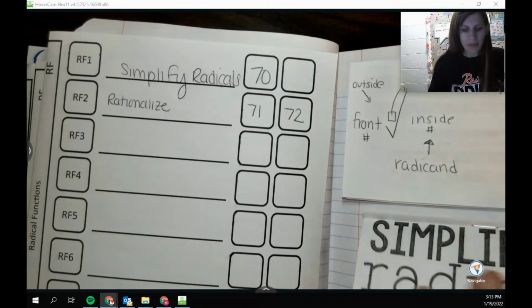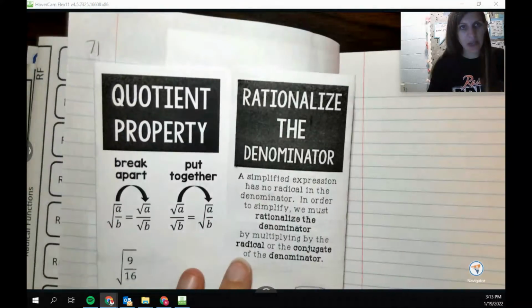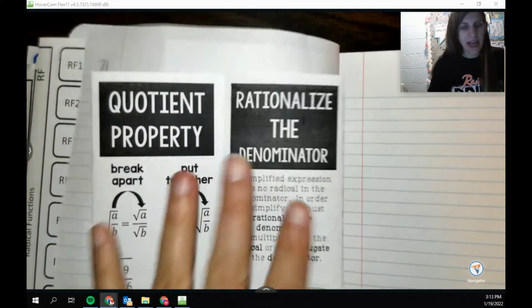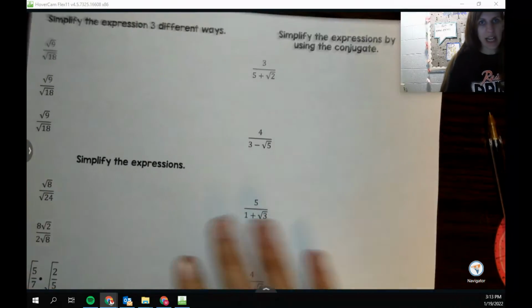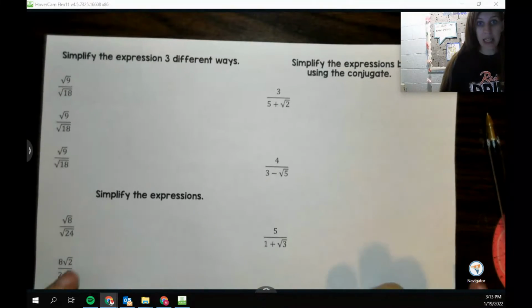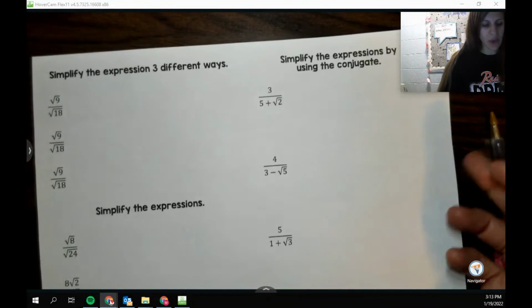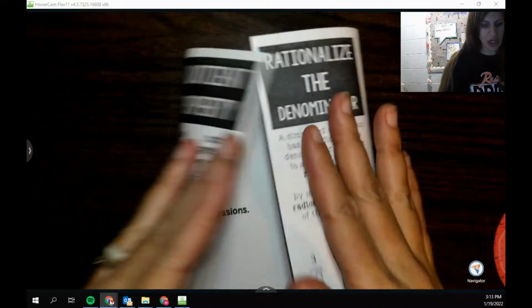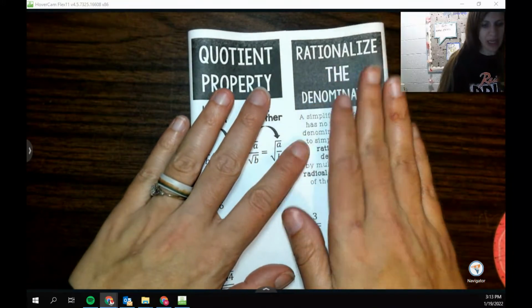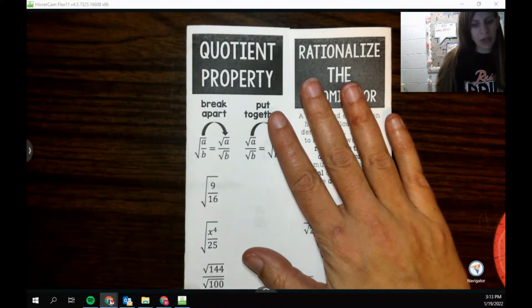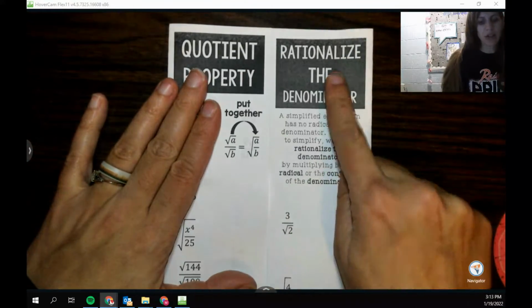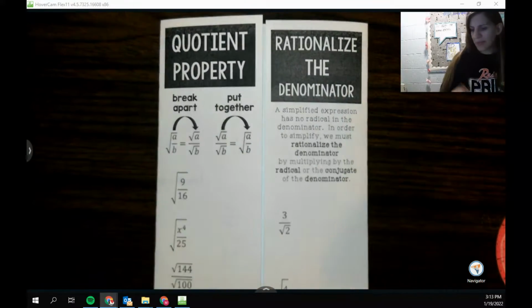So on 71, you're going to have this one here. I'm going to show you how to fold that right now. So actually, if you're looking at it on this side, we want to look at it like this side. And then we're going to fold the two shorter edges into the middle like this. Like I said in this video, guys, I'm just going to make it short. We're just going to talk about rationalizing the denominator.